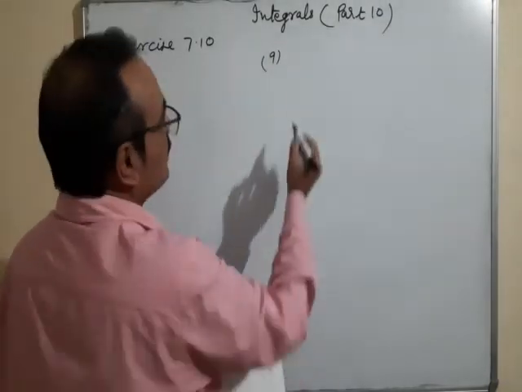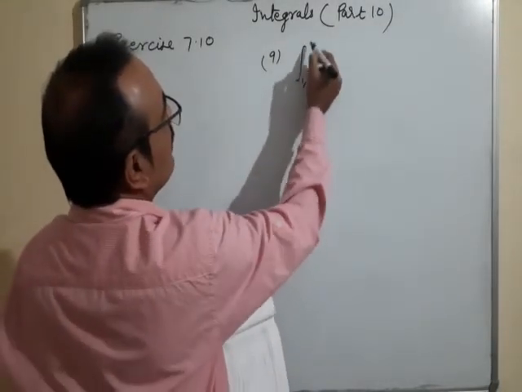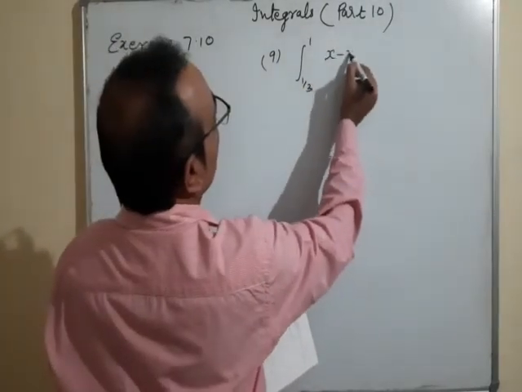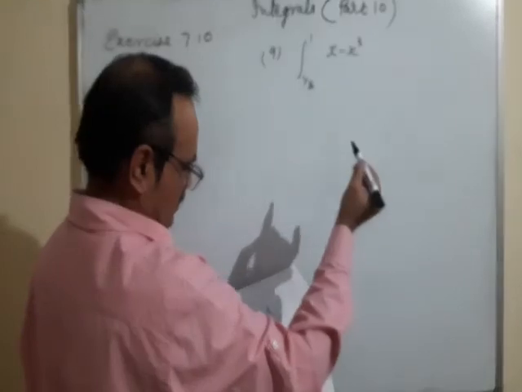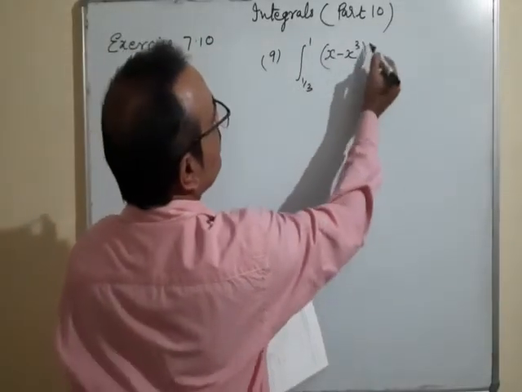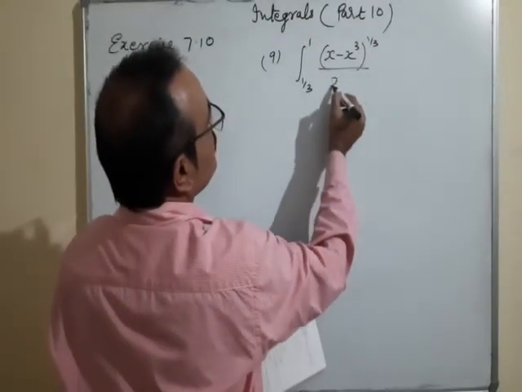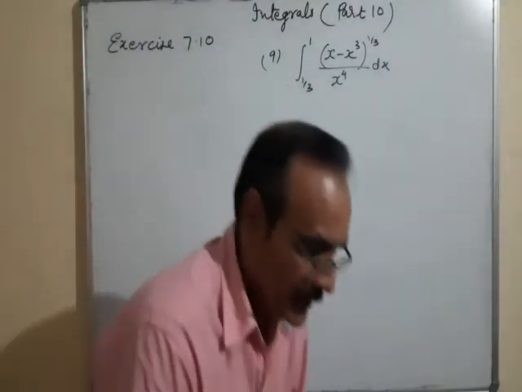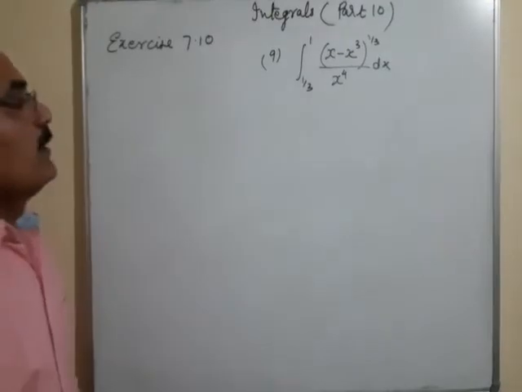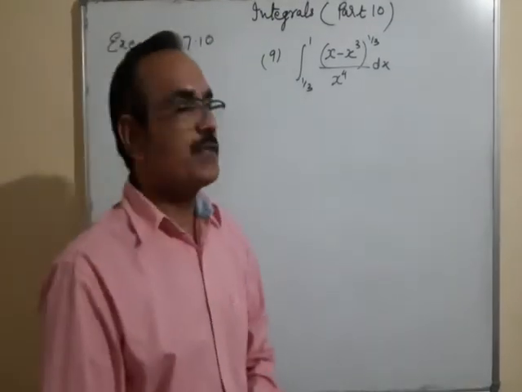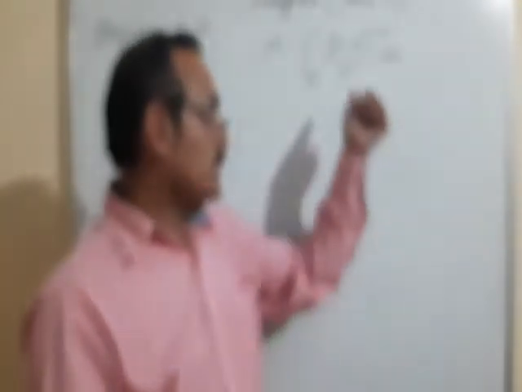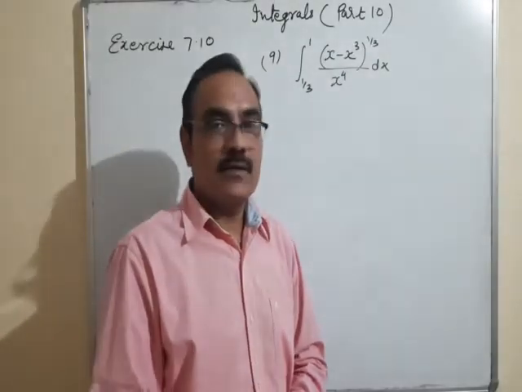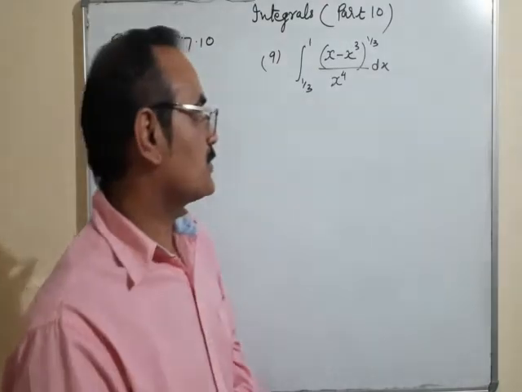Integration from 1/3 to 1 of (x − x³)^(1/3) upon x⁴ dx. Okay. Which term should be taken t so that this x⁴ will be removed from the question? Okay, this is the main problem for this question.